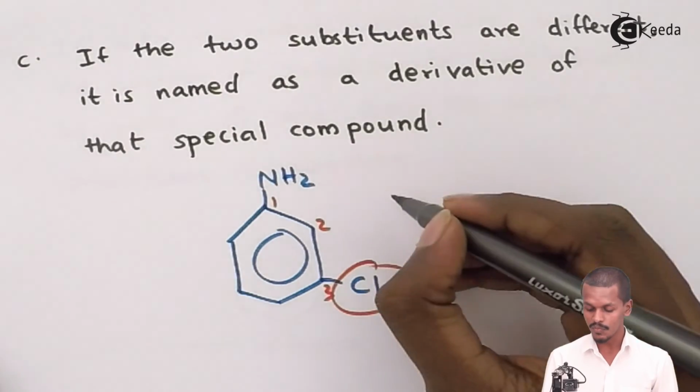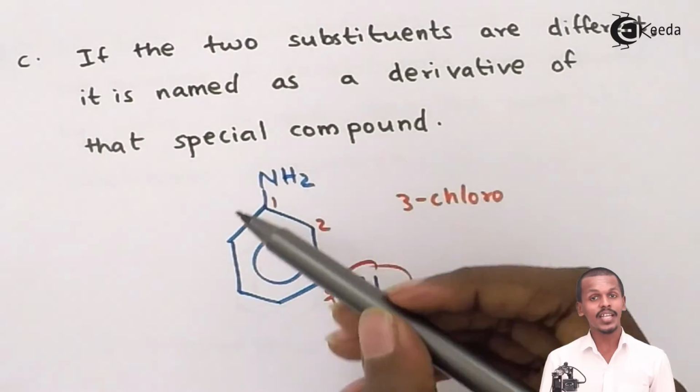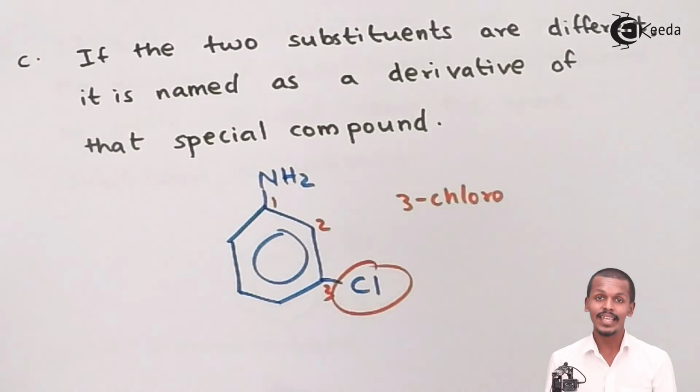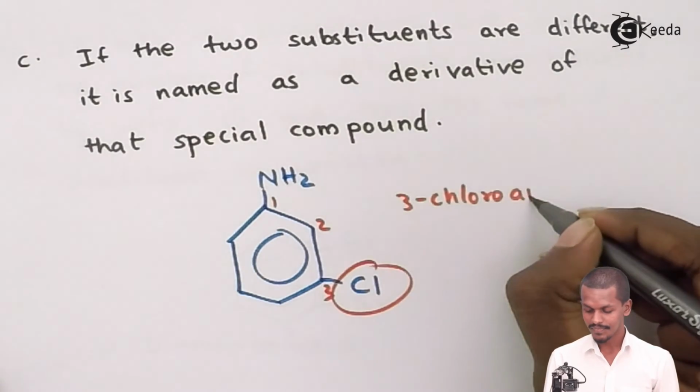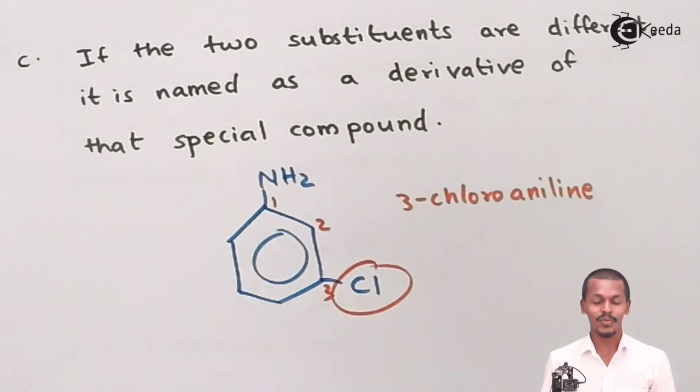So the name of this one would be 3-chloro, and the special compound in this case is aniline, making this 3-chloroaniline. So this is what we have got to know. Till now we have discussed monosubstituted benzene and disubstituted benzene, and let us talk about another one.